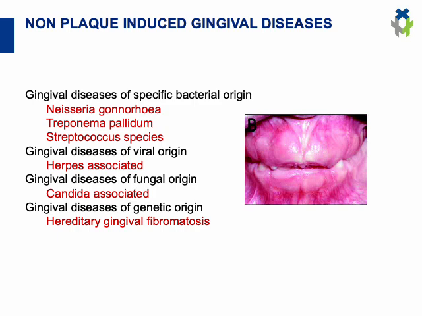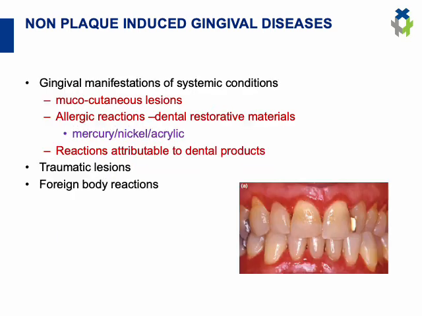Non-plaque-induced gingival diseases. Under bacterial origin, it can be of Neisseria gonorrhoeae, Treponema pallidum, Streptococcus species involvement. Gingival disease of viral origin, example is herpes associated, of fungal origin, example Candida associated, of genetic origin, example hereditary gingival fibromatosis. Non-plaque-induced gingival diseases under manifestation of systemic conditions such as mucocutaneous lesion, allergic reactions, reaction attributed to dental products. Next one is the traumatic lesions and foreign body reactions.